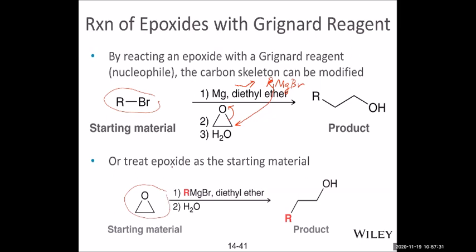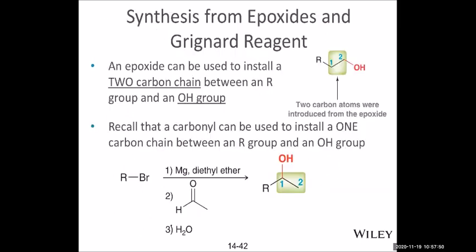So that'll give you bigger organic molecules with at least 2 more carbons. If the epoxide has more than 2 carbons, then we can add more carbons to the structure. The epoxide can be used to do that. The product is an alcohol, with at least 2 more carbons.